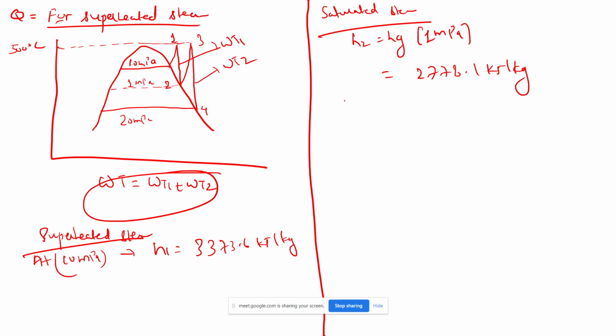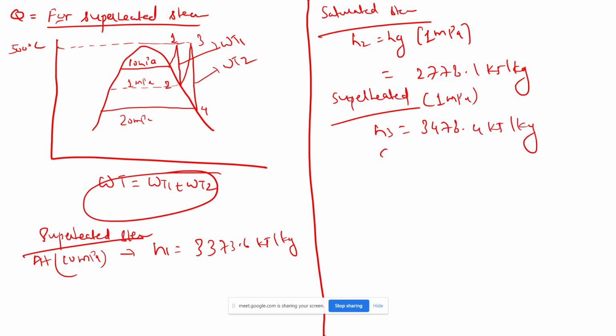Now point 3. Point 3 is again superheated, but here it is at 1 megapascal pressure because it is heated at constant pressure from 2 to 3, and point 2 is at 1 megapascal pressure. So the state of the steam from the superheated table we can get at 1 megapascal pressure and 500 degrees Celsius. What will be H3? It will be 3478.4.